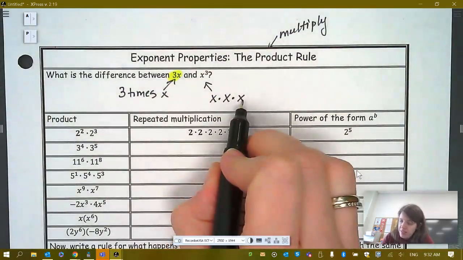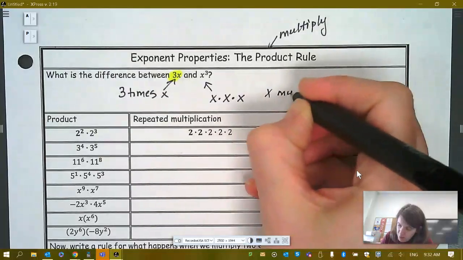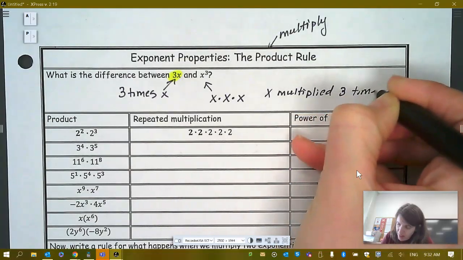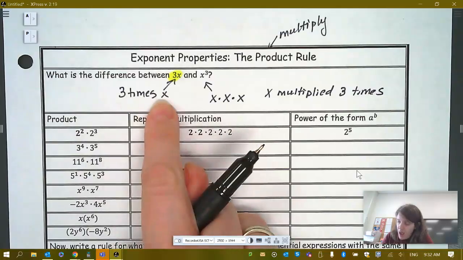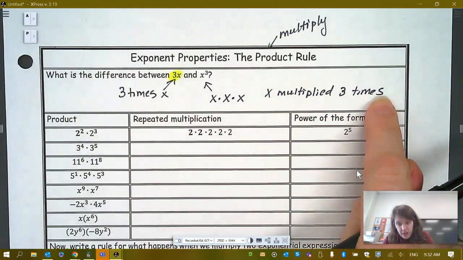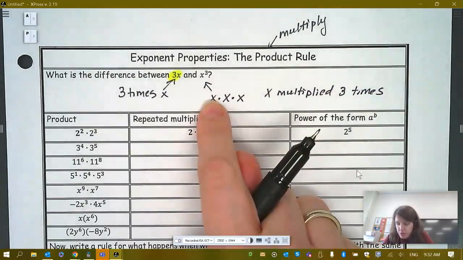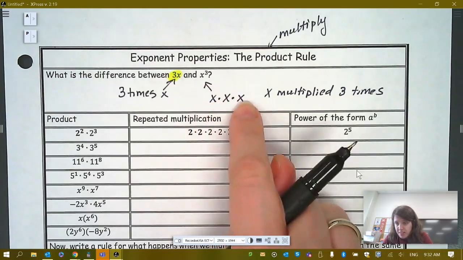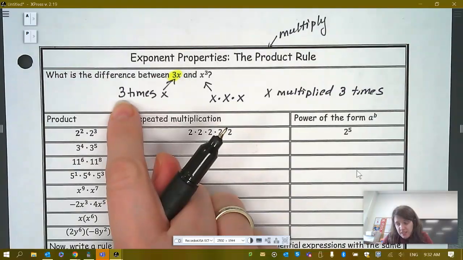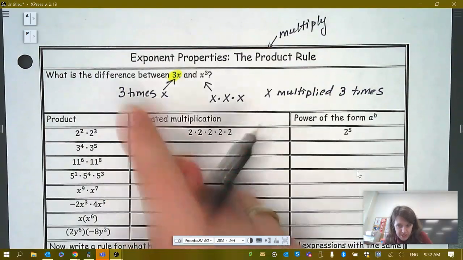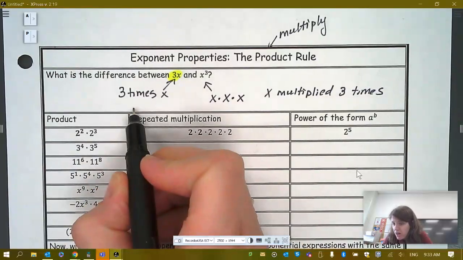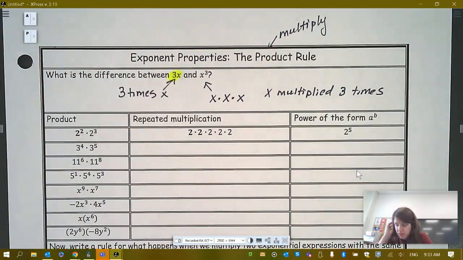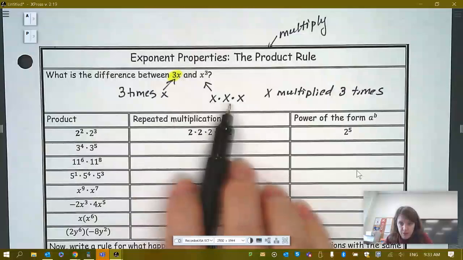So x to the third is like saying x multiplied 3 times. And I know that seems kind of like the same thing, 3 times x and x multiplied 3 times, but it's actually very different. Because if x is 5, then we're doing 5 times 5 times 5, which would give me 5 times 5 is 25, and then times 5 again is 125. Whereas this one, if x is 5, that's just 3 times 5, which is 15. So we're dealing with the difference of 15 versus 125. Depending on what your x variable is, those can be very different answers. And just the meaning of them is very different.